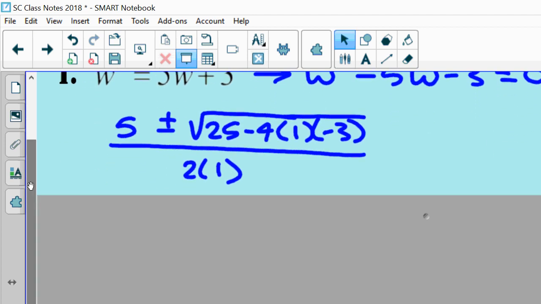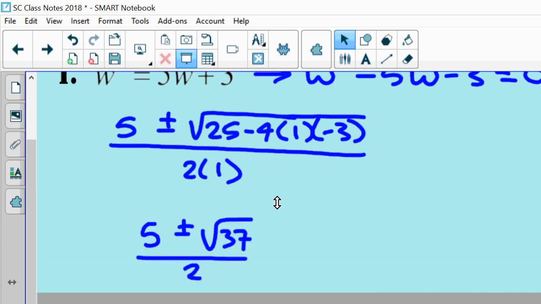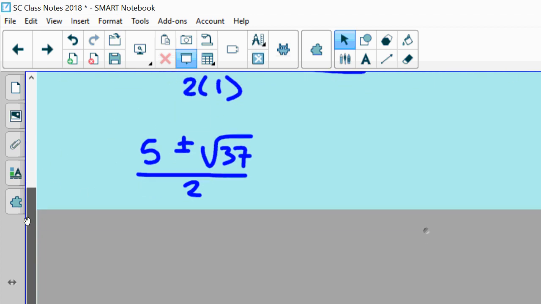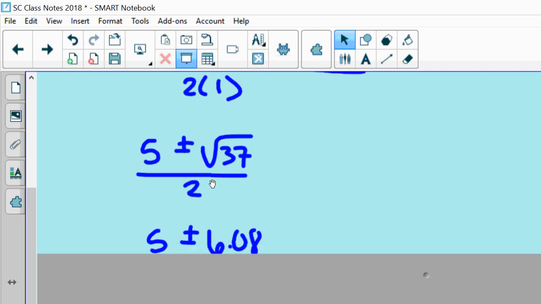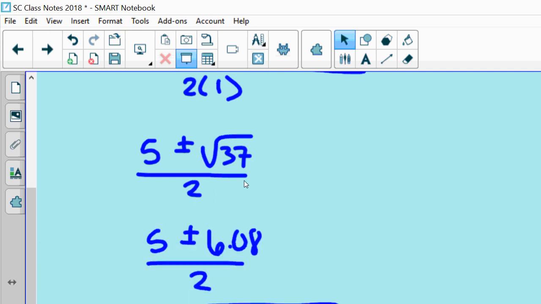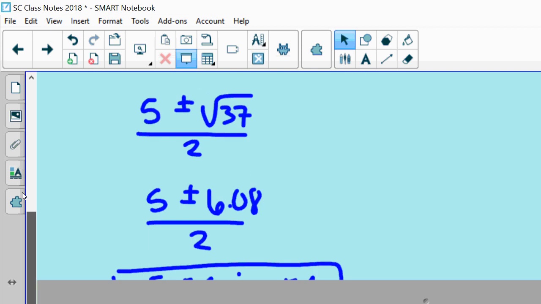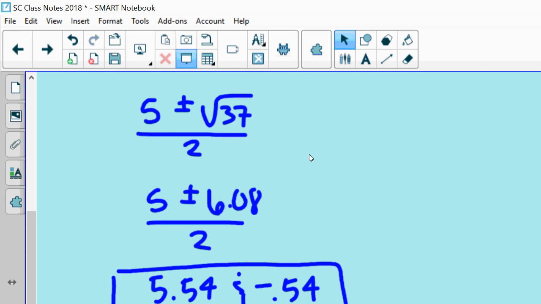Your next step would be to find the value underneath the square root. So when you calculate that, you should get 37. The 37 is called your discriminant, so that is the value underneath your square root, and we will talk about what that means in a few moments. Next, you should take the square root of 37, round it to the nearest hundredths, and that would get you 6.08. Now I'm going to get two answers, 5 plus 6.08 over 2, and then 5 minus 6.08 over 2. So the plus or minus gives you two answers, which should turn out to be 5.54 and -0.54.